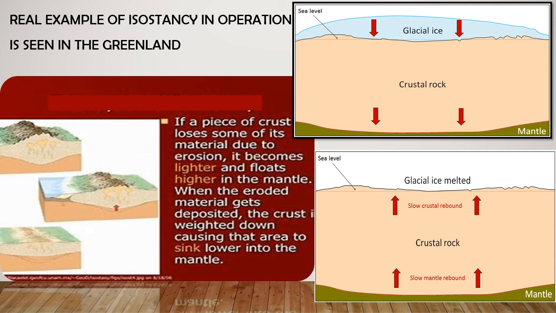A real example of isostasy in operation is seen in Greenland, where the glacial ice compresses the crust, which applies pressure on the mantle, the asthenosphere, and the weight of the glacial ice causes the mantle to sink down because of the mass of the ice cap. When the glacial ice melts, the crustal rock rebounds to its normal shape, but this can take many years.